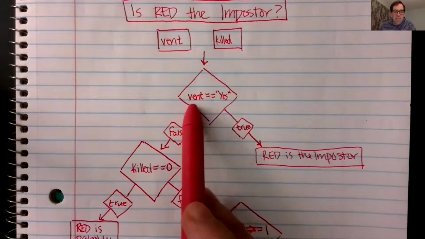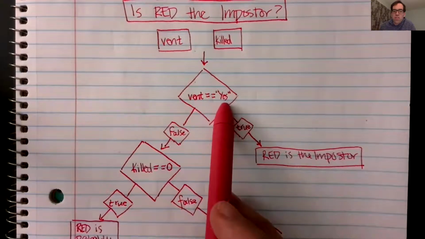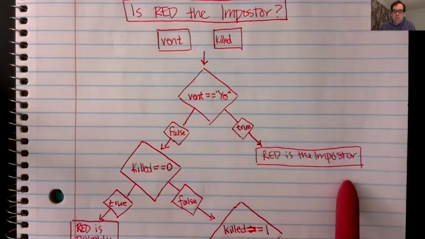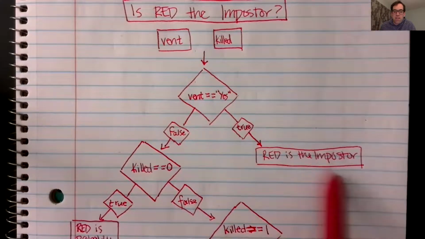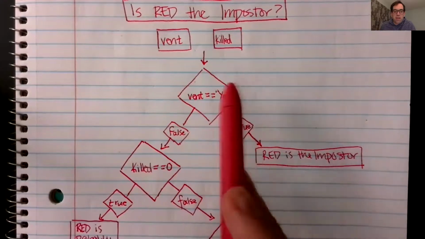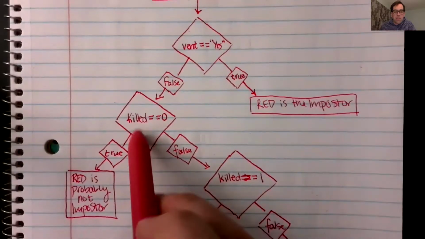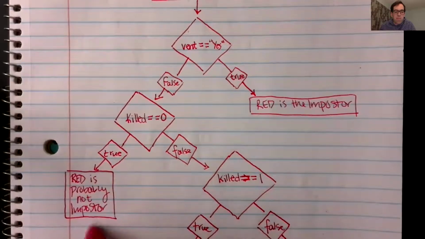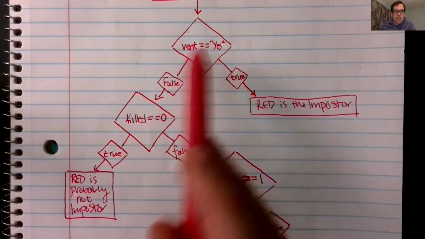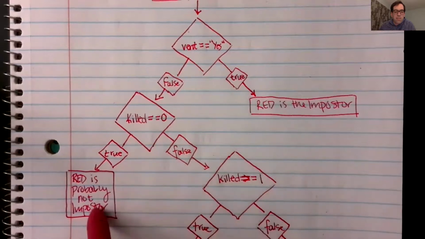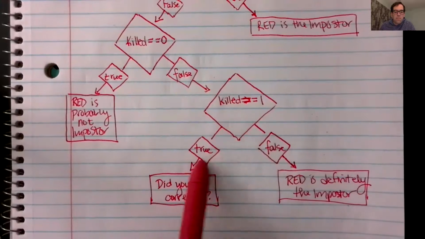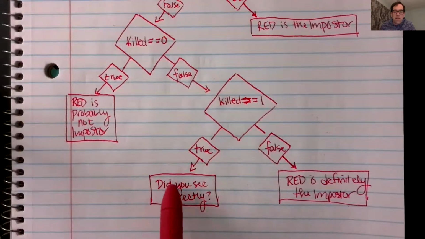Then I decided that if vent is yes, so if you literally saw red vent, right? If that's true, they're definitely the imposter because only the imposters can vent. If that's false, then we take a look at the kill variable. If killed equals 0, if that's true, then red is probably not the imposter because they didn't vent and killed was 0. But if that's false, if killed is 1, and that's true, the app's going to say, hey, are you sure that you saw that correctly?